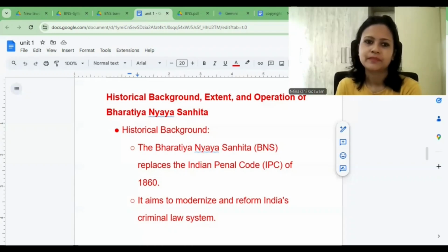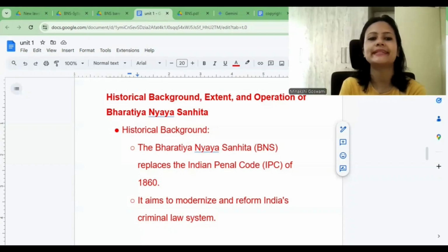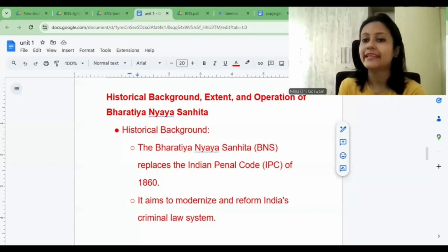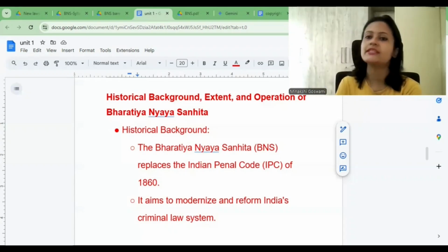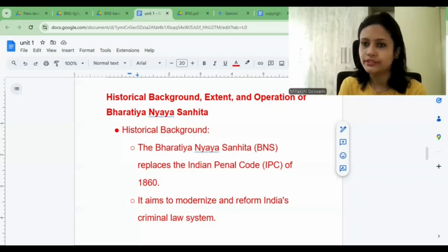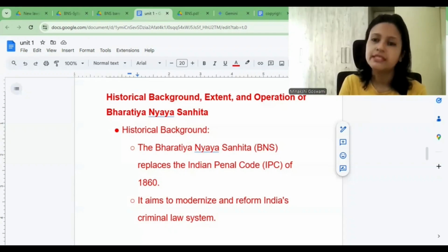So the BNS embodies India's commitment to upholding the rule of law and strengthening the foundations of its democracy. Whatever was felt to be lacking in IPC, or was not clearly defined in IPC, that clarity has also been given, right? Wherever things were vague, clarity is brought by this new legislation, apart from including certain new types of offenses, including a new form of punishment and all of that. So this is about the historical background of BNS.